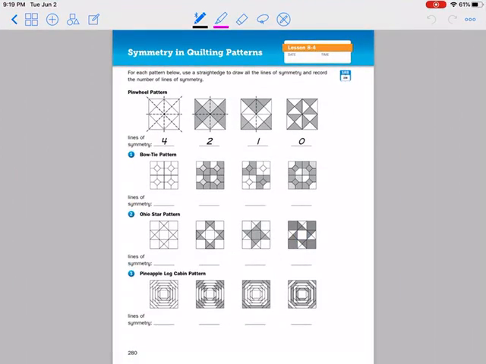All right, guys, we are on journal page, what page are we on? We are on 280, I believe. Yeah, 280. And it is symmetry in quilting pattern.